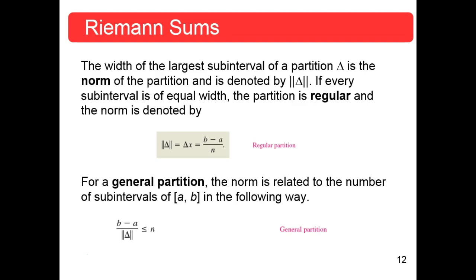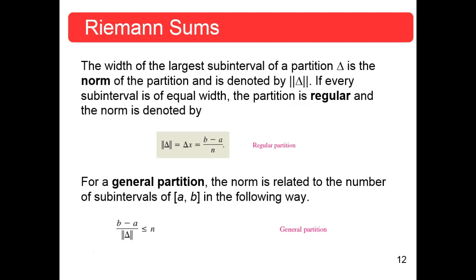Okay, but anyway. The norm of the partition is denoted by double bars around the del. Whatever the largest subinterval of the partition is, that is called the norm. If every subinterval is of equal width, then the partition is regular, and we already talked about those. That would be b minus a over n. But it doesn't have to be. That's a regular partition. The general partition is just anything there.